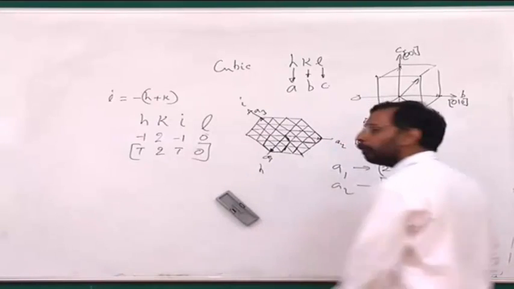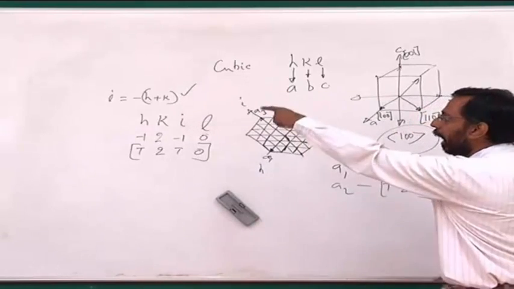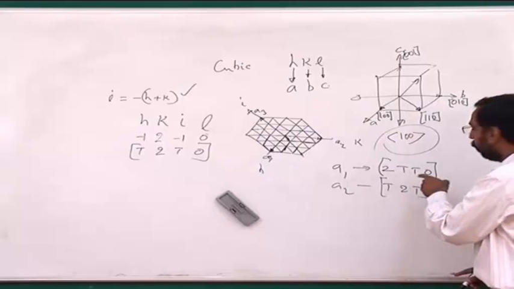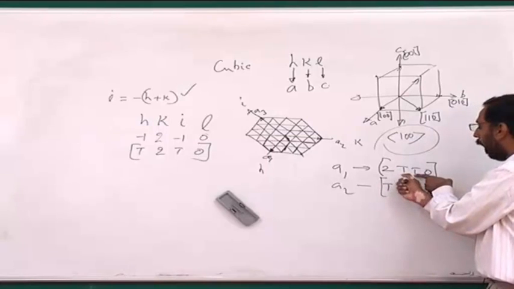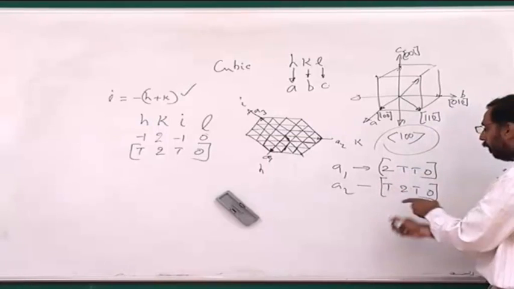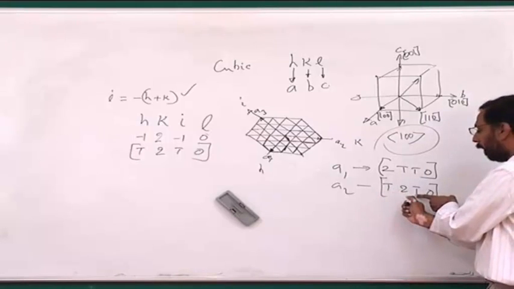And if you carefully observe, this condition is always satisfied: I equals minus of H plus K. So this is I is minus of H plus K. H plus K, 2 minus 1, is plus 1, and minus of that is -1. This is I is again -1 plus 2. This is plus 1, minus of that is 1.